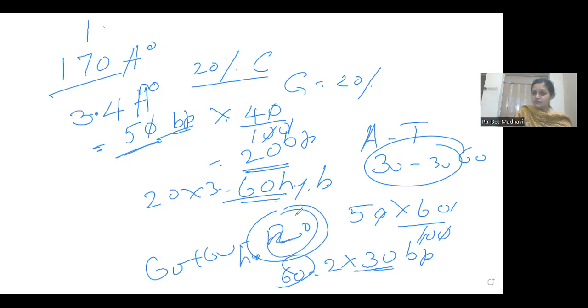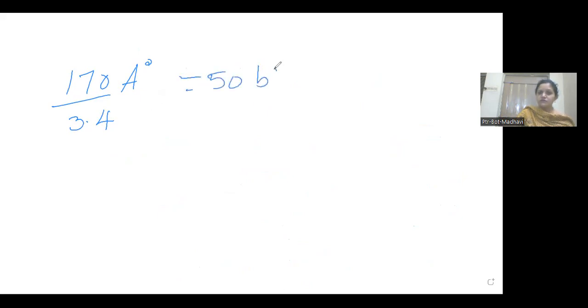Like this we need to check to solve the problems. So I'm saying again very easily. See, the length of the DNA is 170 angstroms, and this should be divided by the length of the base pair in the standard DNA. That is always a standard constant, 3.4 angstroms. Then the value comes as 50 base pairs.